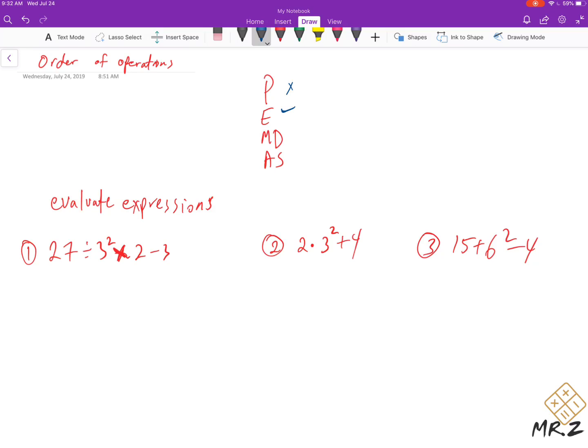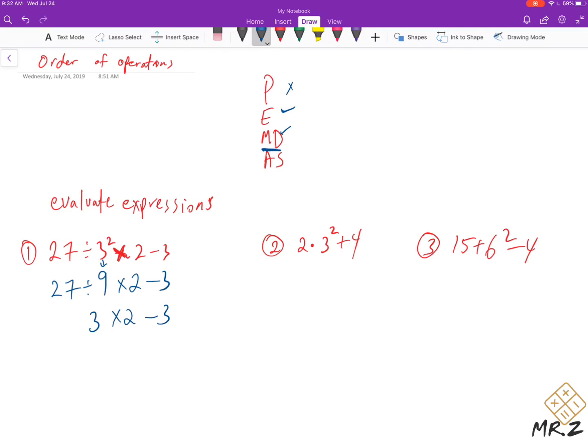So 3 squared is 9. There are a few ways you could do this. One way I like is to rewrite everything with the new answer. So 3 squared becomes 9, and I'll rewrite the rest of the expression. Now, what comes first? We have division first. Remember, division and multiplication come in order, depending on which comes first. Since division shows up first, we do division first. So 27 divided by 9 is 3. And again, write the rest of your expression.